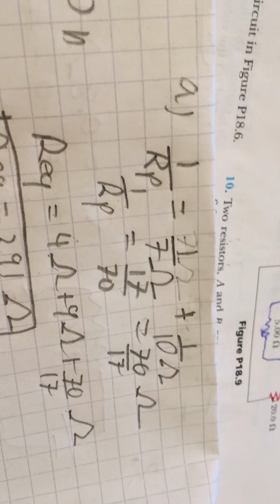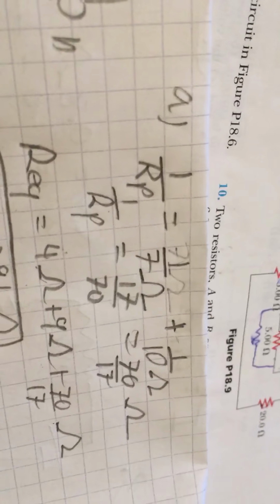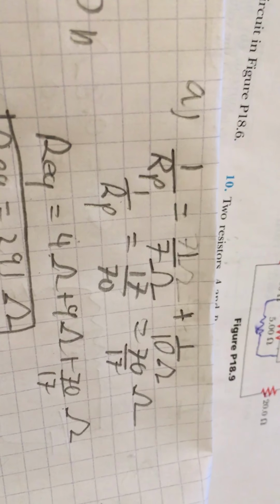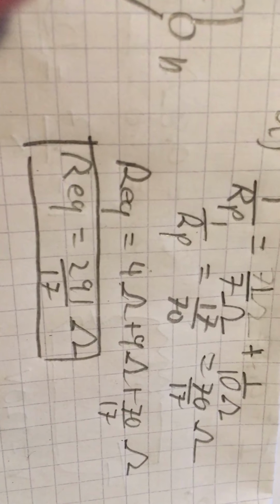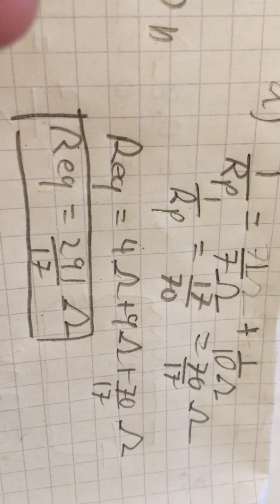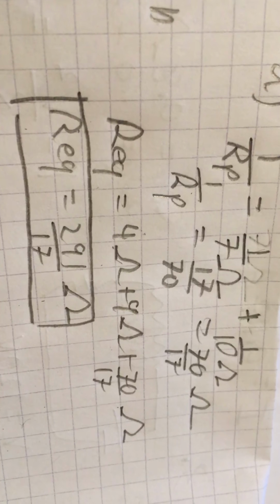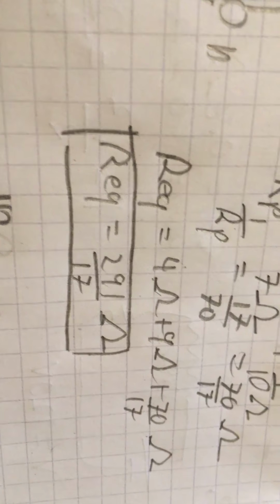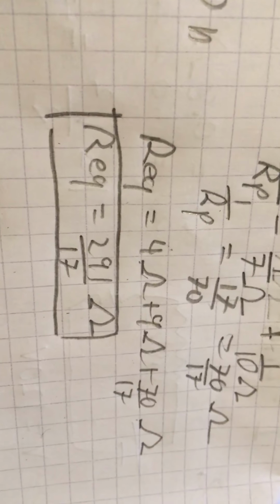70 over 17. I'm using fractions, but I'll get to this later. Then you add up all the resistors. You add up the 4 ohms, the 9 ohms, and the 70 over 17 ohms, tongue twister, and you get 291 over 17 ohms.